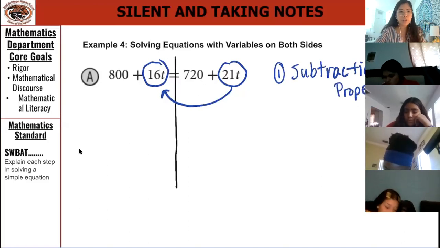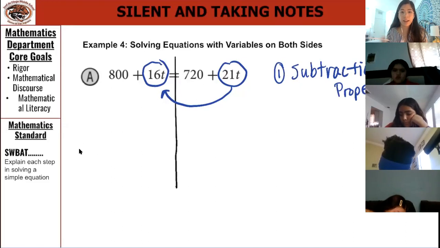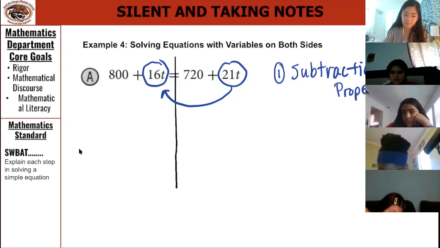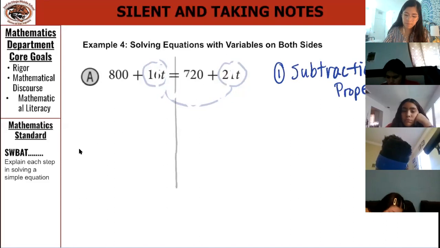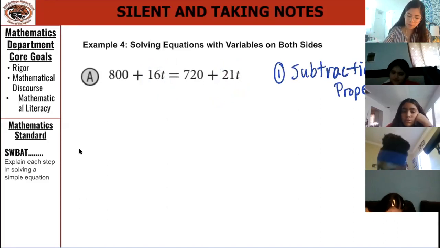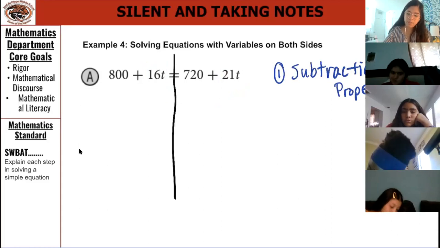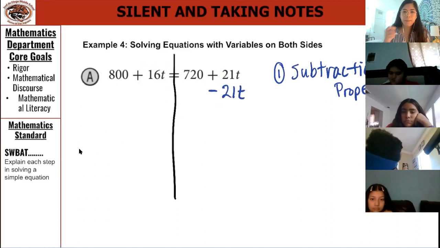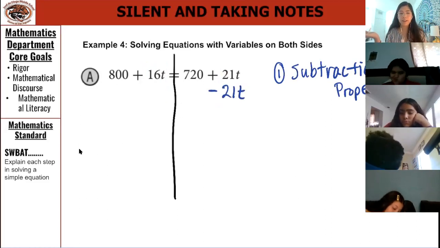When you use the subtraction property, it's going to cancel out that 21t on the right side, and bring it over to the other side. So let's see how that's going to work. All right, so what I'm going to do is subtract 21t. I did it on the right side. Now I have to do it on the left side as well.